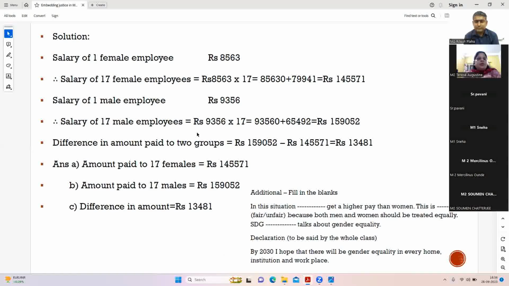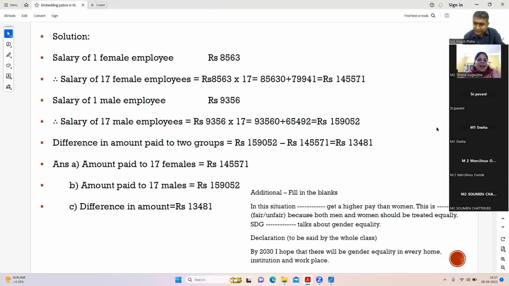In this situation, the teacher can put up a fill in the blanks activity and ask the class: in this situation, dash gets a higher pay than women. So it is children themselves who will come up with it. Can someone give me that answer? In this situation, someone gets a higher pay than women. Yes, thank you so much, Deepti ma'am.